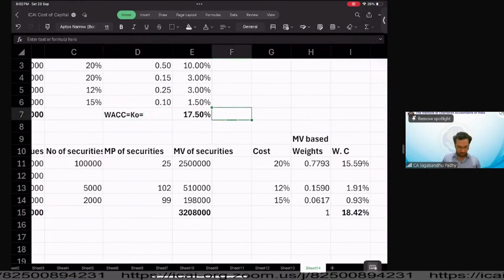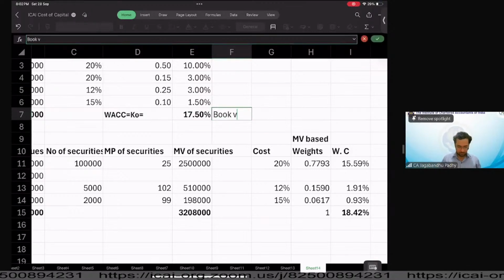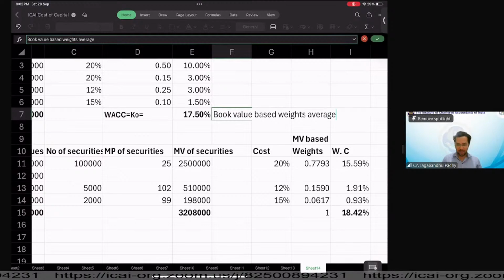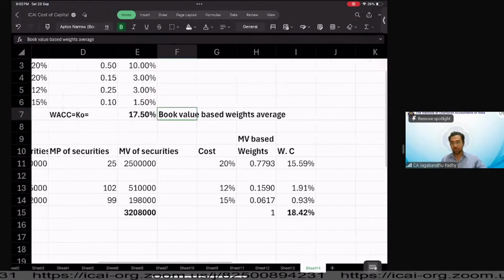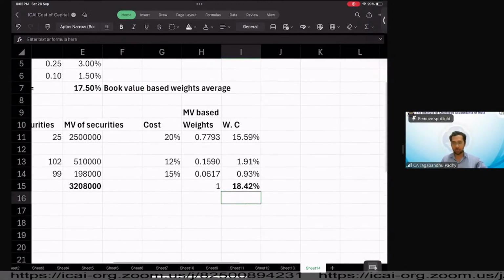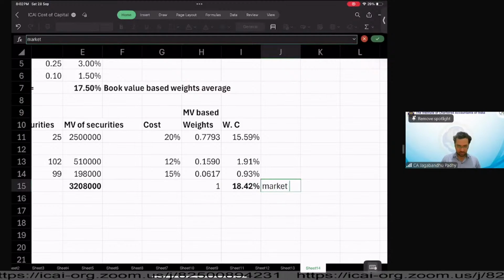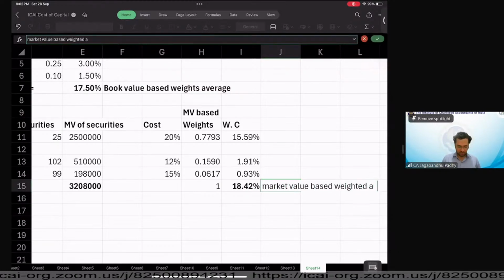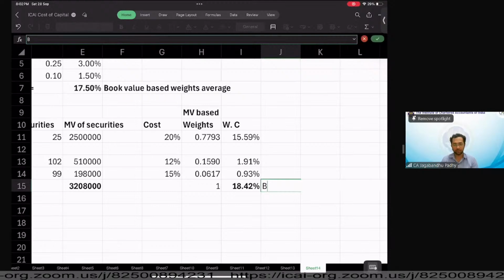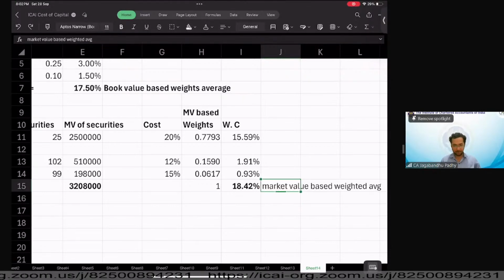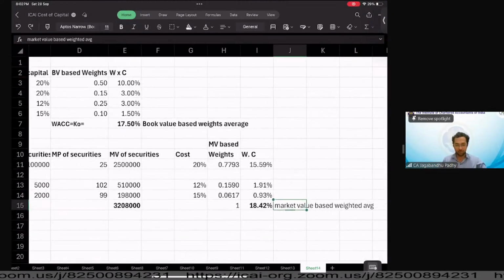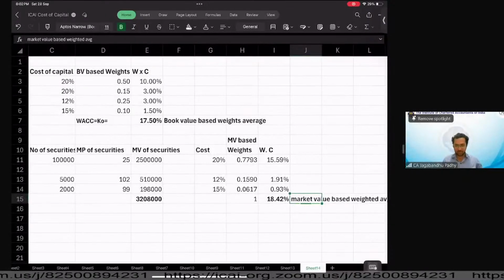This is the book value based weighted average, whereas this 18.42 is the market value based weighted average. There is a book value based weighted average and the other is the market value based weighted average.